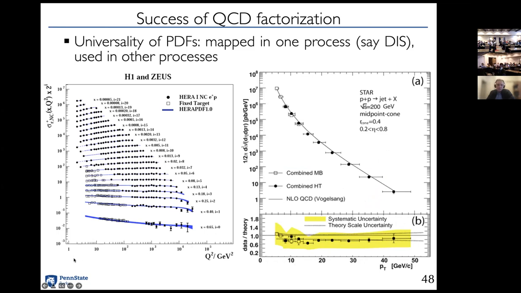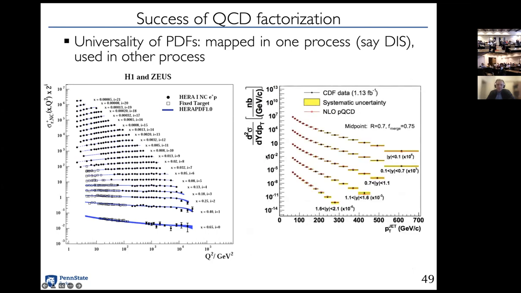So here are the results of the description of jet production at STAR at 200 GeV. This calculation is by Werner Vogelsang. It's next to leading order. You can see that there is very good correspondence of the data and the results of the calculation.